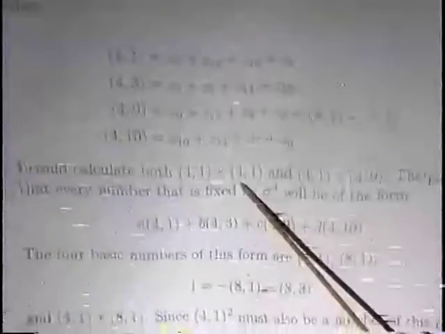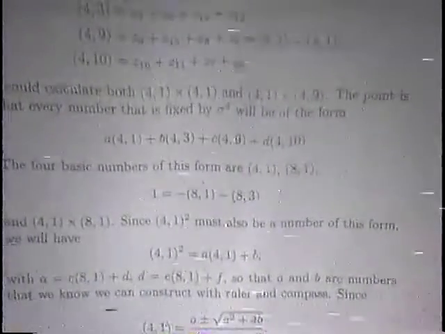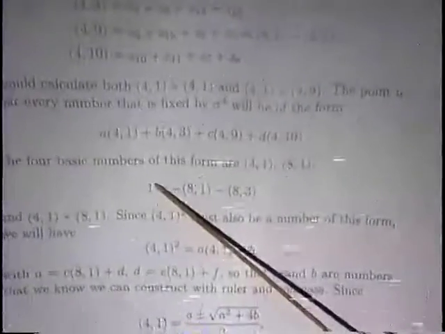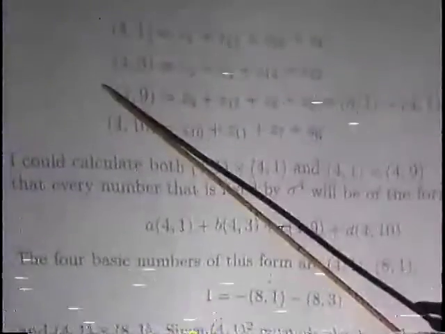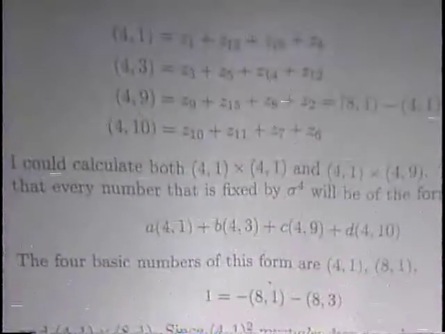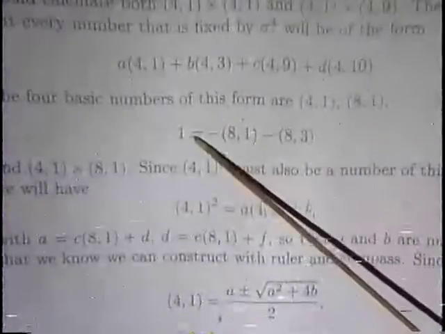Let me say something in general. Every number fixed by sigma to the fourth will be of this form. I can think of there being four basic numbers of this form. One is of this form because I put minus here, minus here, minus here, minus here. Then when I add these up, I just get minus one. So 8,1 is a number of this form because 8,1 is the sum of 4,1 and 4,9. So that's of this form, and although I won't check it because we don't need it, I need one more number to represent everything, and I could take it as that. So the basic numbers are this, this, one, and this.